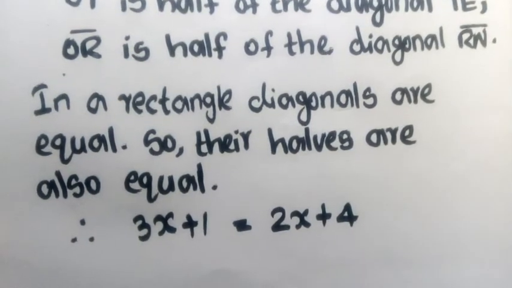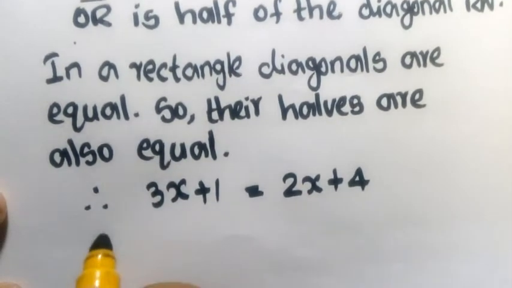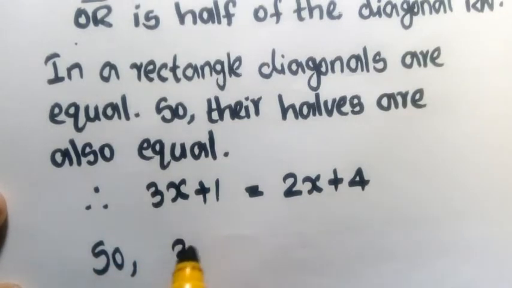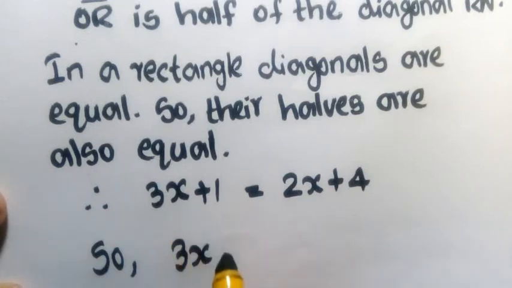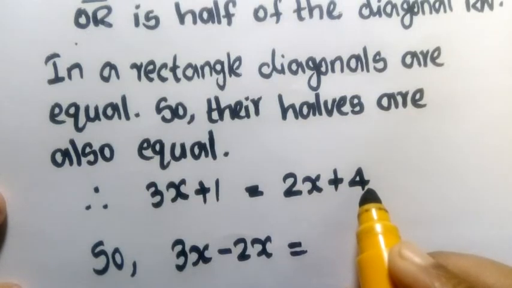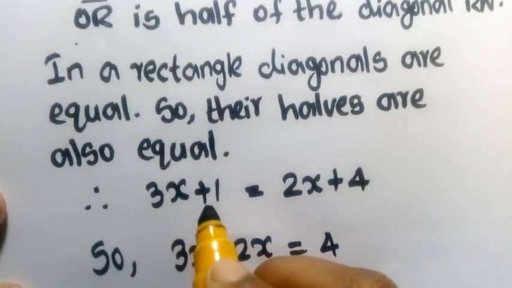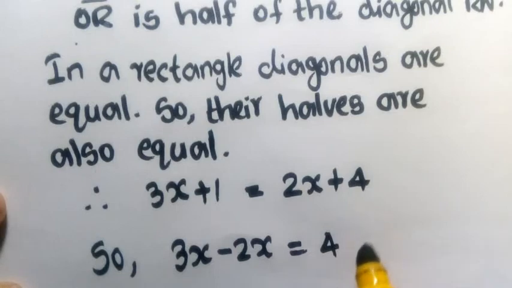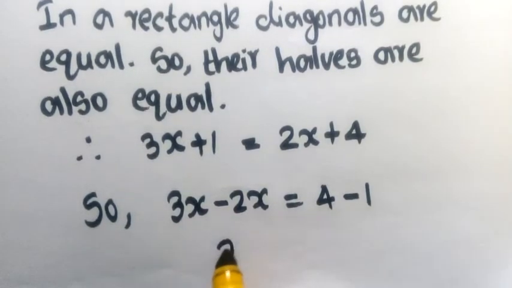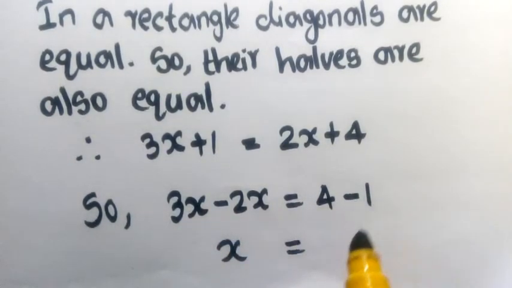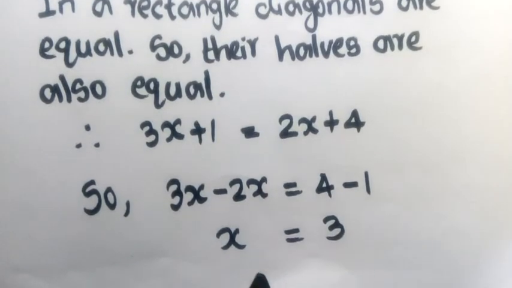Let us keep the like terms together. So 3x, transposing 2x to the LHS, it will change into negative 2x, is equal to 4 is already in the RHS. Positive 1 is transposing to the RHS, so it will change into negative 1. From this 3x minus 2x is x is equal to 4 minus 1 is 3. So now we got the value of x. X is equal to 3.